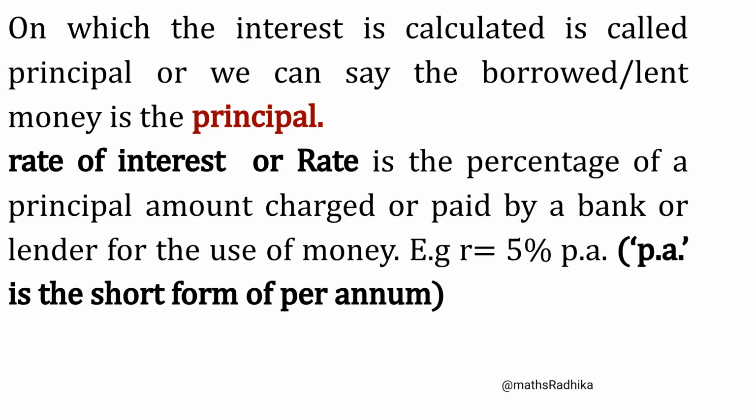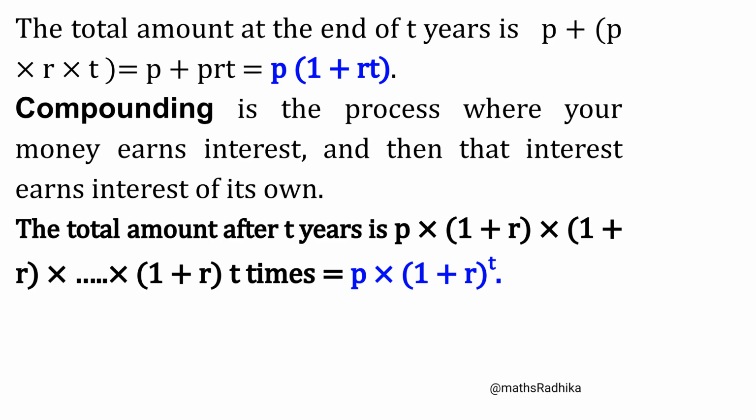If R equals 5% PA, here PA is the short form of per annum, the total amount at the end of T years is P plus P times R times T, equals P plus PRT, equals P times (1 plus RT). Compounding is the process where your money earns interest, and then that interest earns interest of its own. The total amount after T years is P times (1 plus R) times (1 plus R) times ... times (1 plus R), T times, equals P times (1 plus R) to the power T.